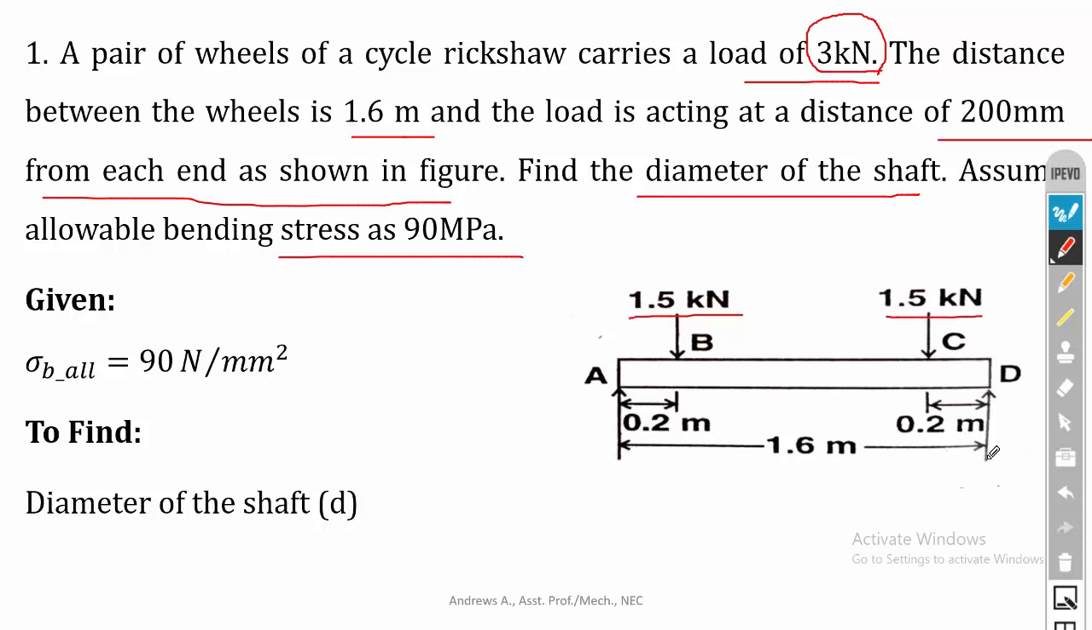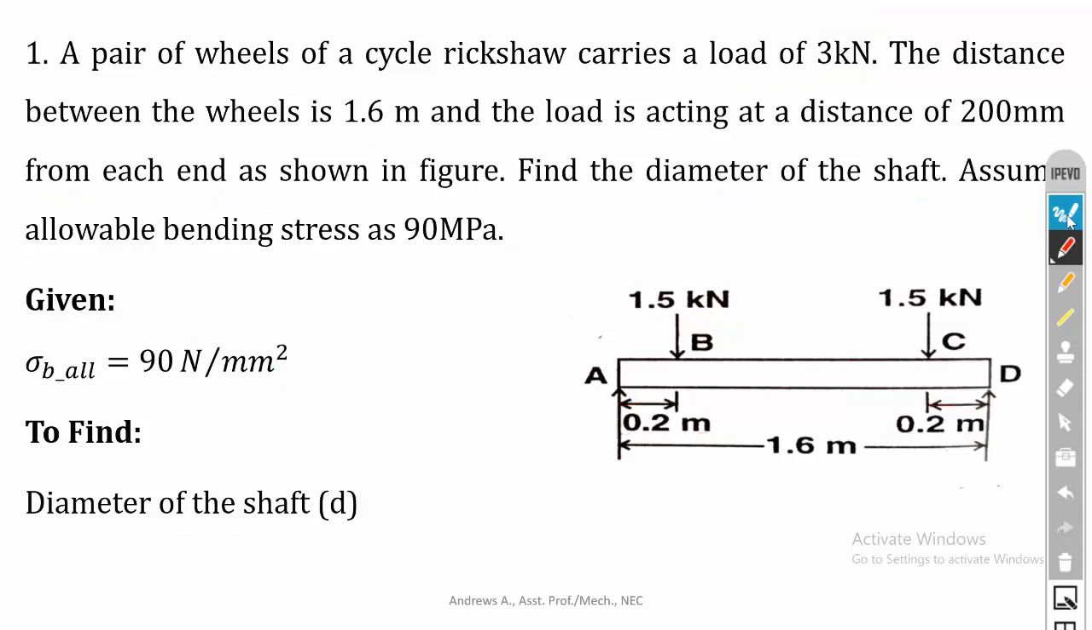So the overall distance is 1.6 meter and the load is acting at a distance of 200 mm from each end. Okay. So from end A, the load is acting at a distance of 0.2 meter, that is 200 mm, and from point D it is also 200 mm. So the given data is the allowable bending stress, 90 megapascal, that is 90 Newton per mm square. So we have to calculate the diameter of the shaft. This problem comes under case 2 since it is subjected to only bending moment.